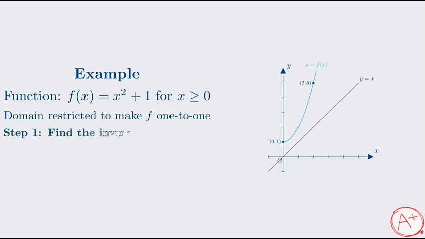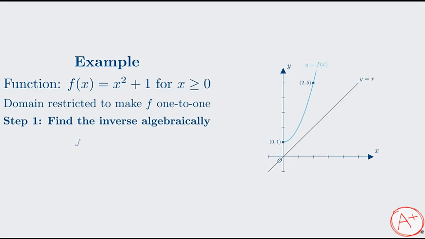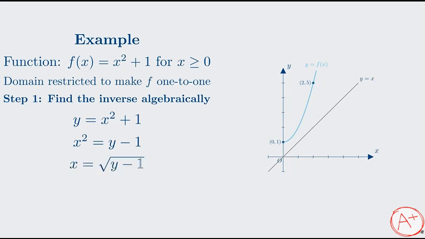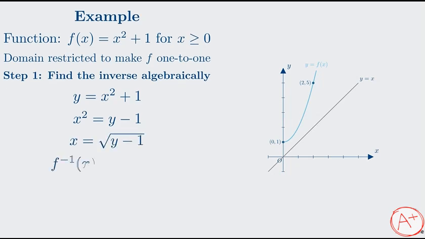To find the inverse, we set y equal to x squared plus 1. We then rearrange to make x the subject. Starting with y equals x squared plus 1, we subtract 1 from both sides to get x squared equals y minus 1. Taking the square root gives x equals the square root of y minus 1. Since our original domain was x greater than or equal to 0, we take the positive square root. Finally, we swap the variables to write the inverse function.